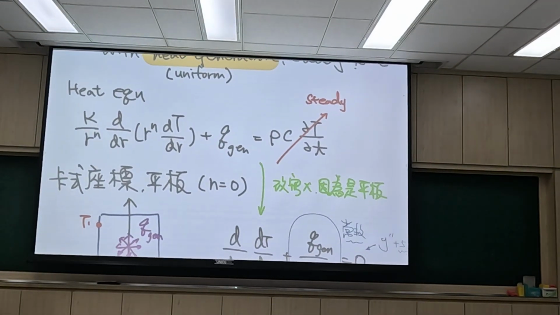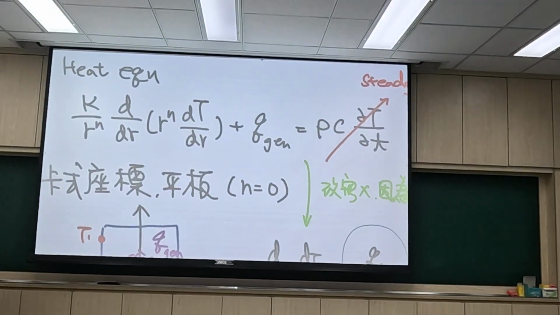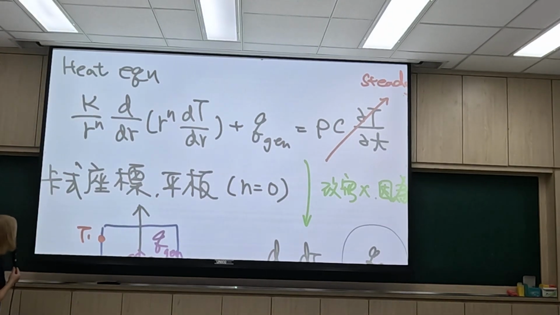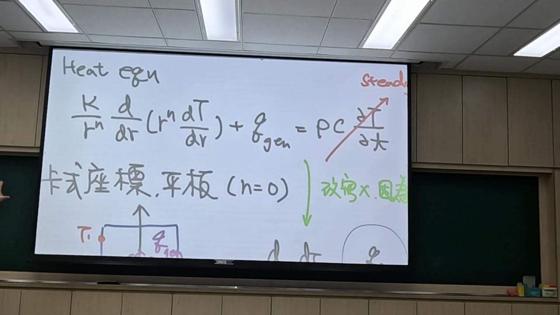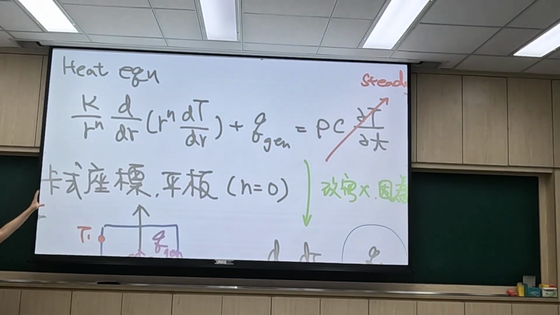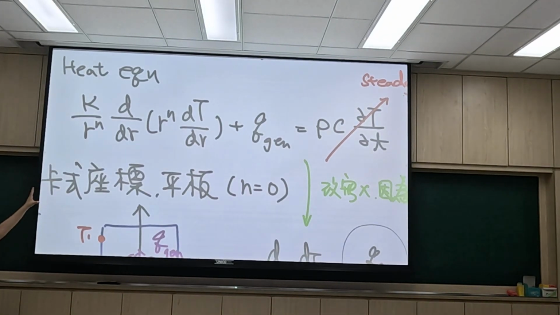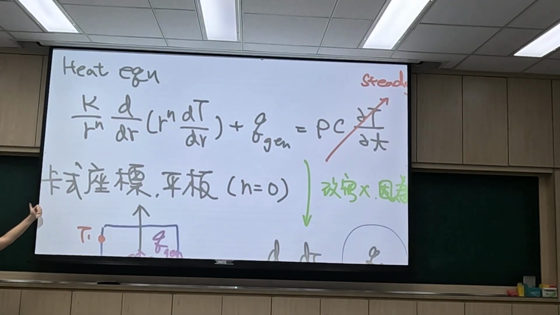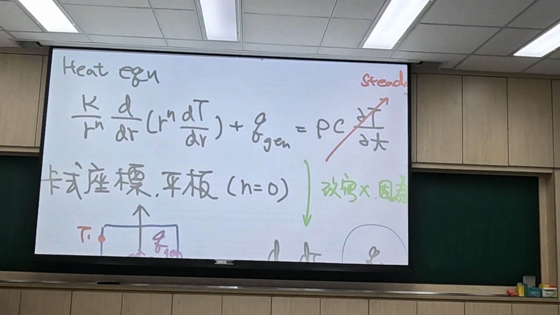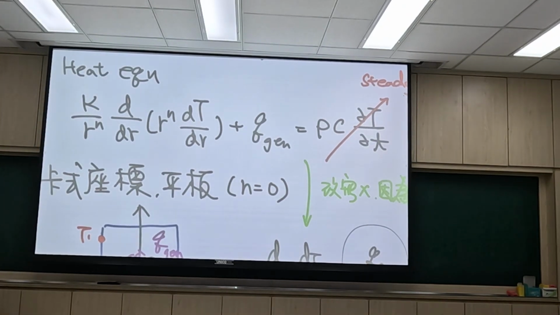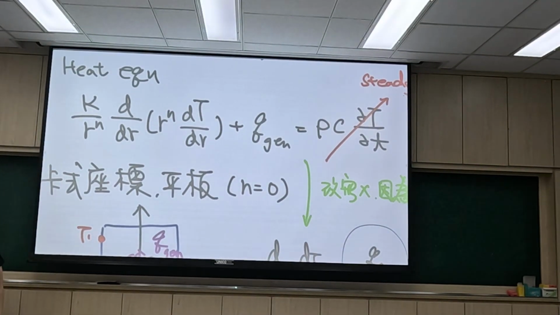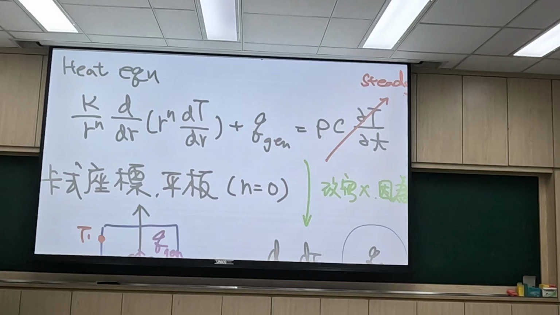Okay, but similar, we start with the heat equation, generally. Let me remind you, if it's a plate, the N will equal 1. If it's a cylinder, the N will equal 2. If it's spherical, then the N equals 3. Okay, so this is the heat equation.